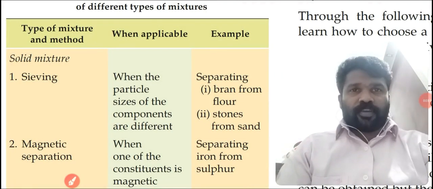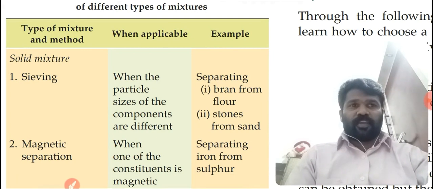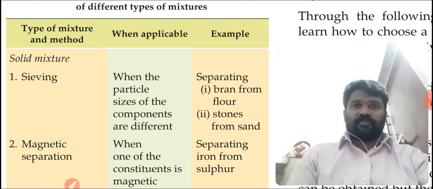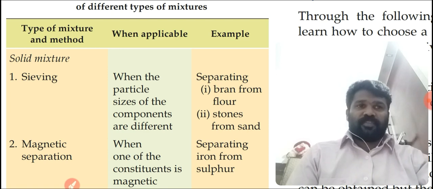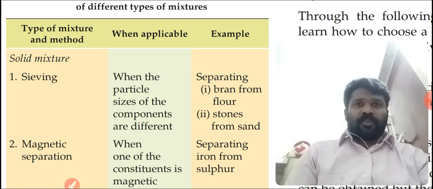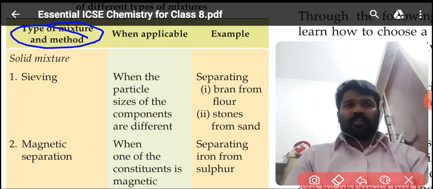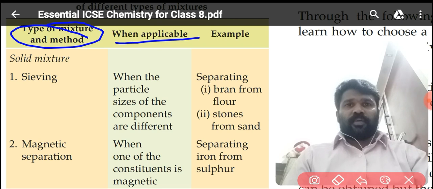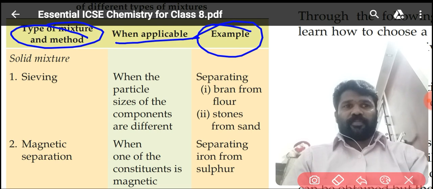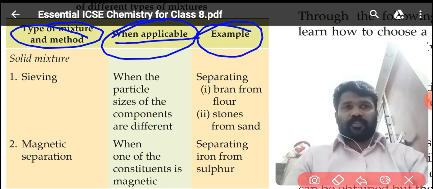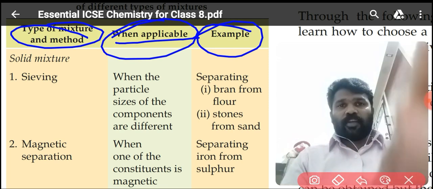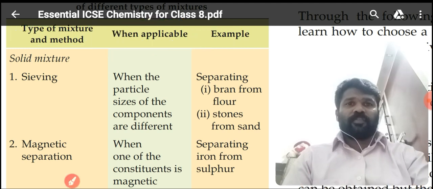So students, the summary of the separation methods is given in our book in a table. Please go through it. We can discuss the separation methods once again. Here the first column gives the type of mixture and method, the second gives when applicable, then examples. The middle column tells in which situation the particular method is applicable. First we are going to take sieving.